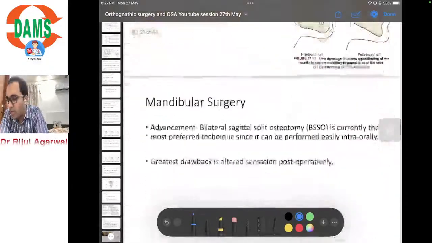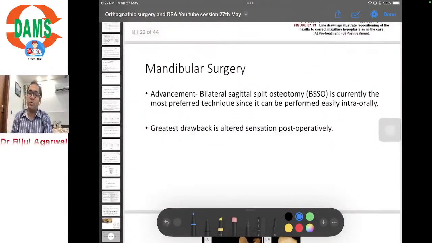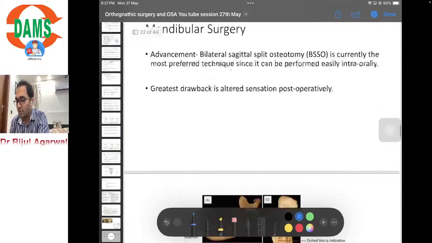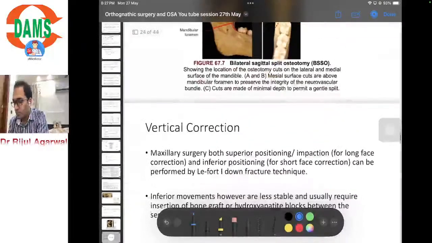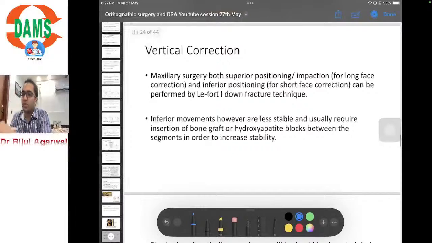Okay, this is the surgical part. Similarly for anteroposterior correction in the mandible, advancement is done by BSSO, bilateral sagittal split osteotomy, and it is the most preferred technique. Why? Because it can be carried out intraorally. The most common complication is damage to the inferior alveolar nerve, with altered sensation postoperatively. So this was the short summary of anteroposterior correction.